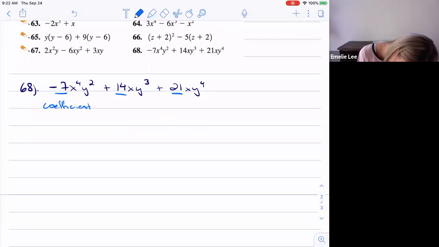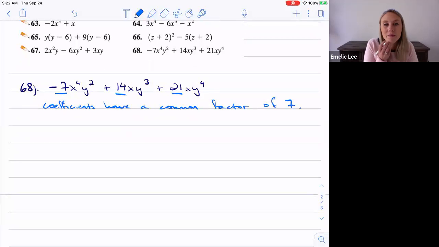Coefficients have a common factor of 7. Okay.